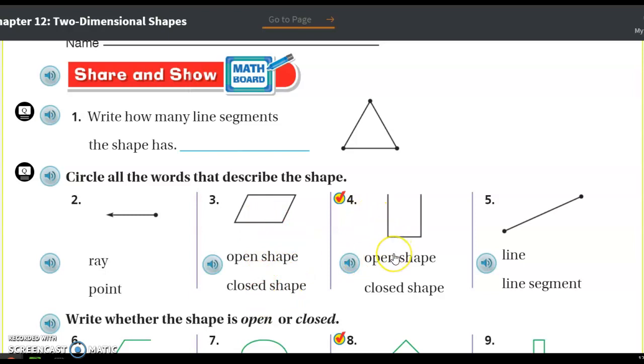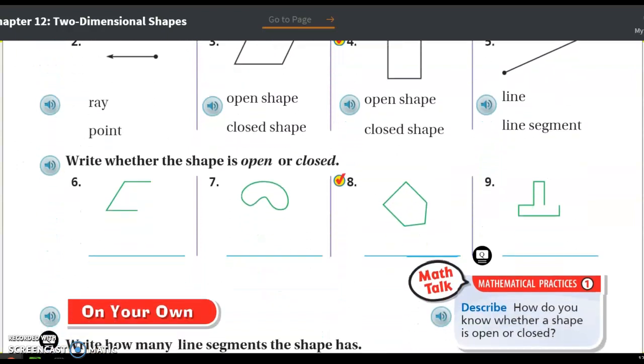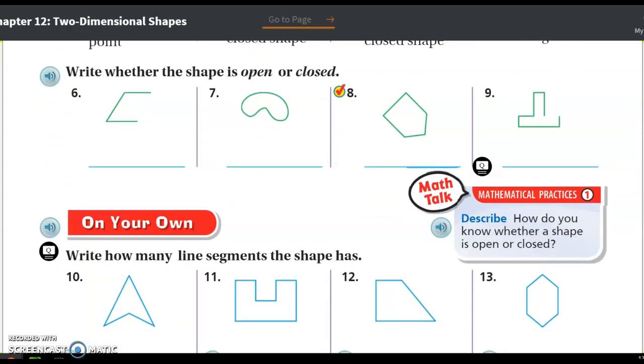Number 4 is an open shape, obviously. And number 5, that is a line segment. Just like we did before. For 6, 7, 8, 9, and 10, you're going to write open or closed underneath each shape, and then press pause.